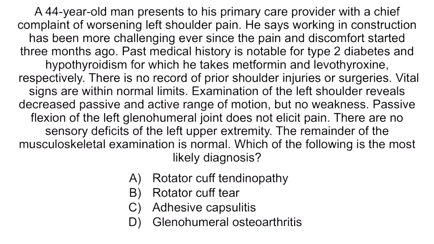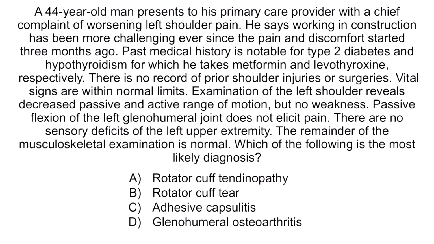A 44-year-old man presents to his primary care provider with the chief complaint of worsening left shoulder pain. He says working in construction has been more challenging ever since the pain and discomfort started 3 months ago. Past medical history is notable for type 2 diabetes and hypothyroidism, for which he takes metformin and levothyroxine, respectively. There is no record of prior shoulder injuries or surgeries. Vital signs are within normal limits.